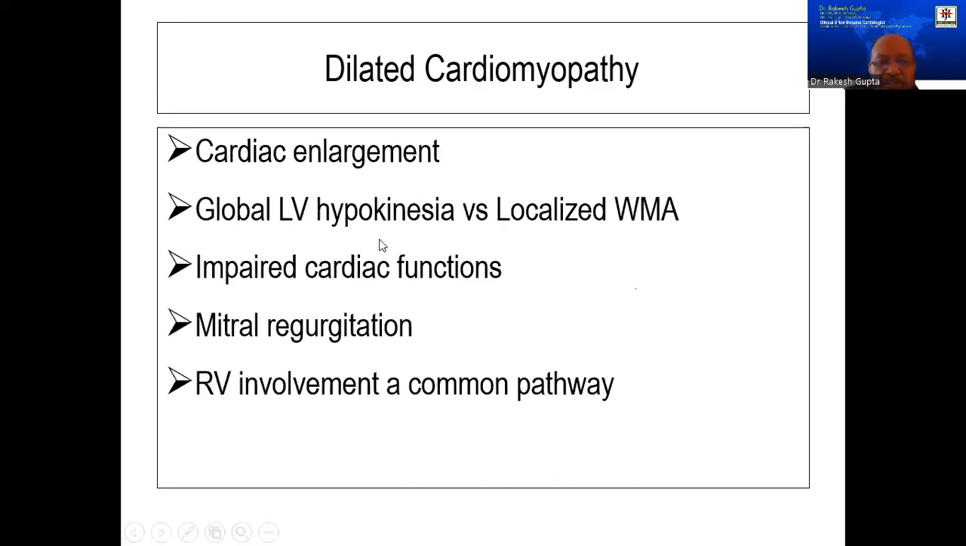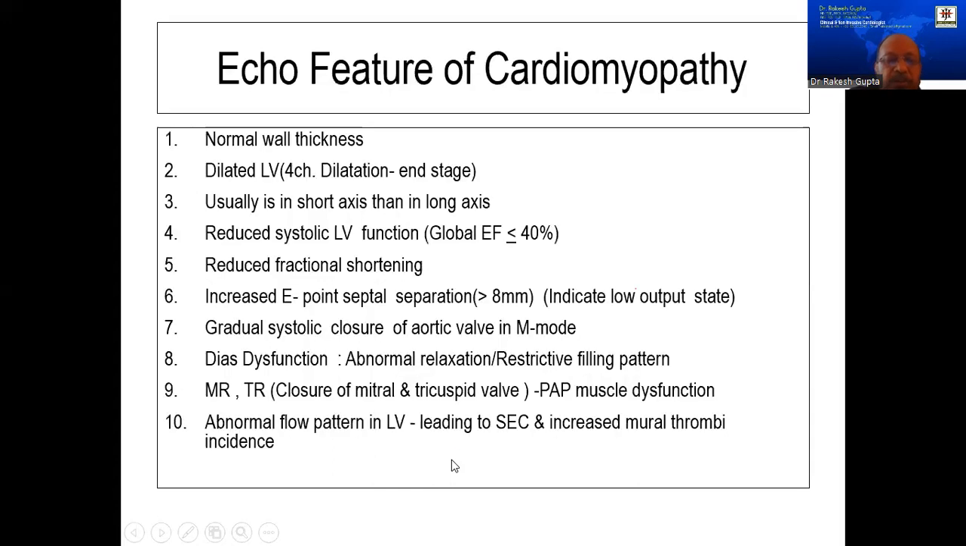So what are the features of dilated cardiomyopathy? We have cardiac enlargement, all of us will understand. Global LV hypokinesis rather than localized wall motion abnormalities, I'll talk about in a few minutes. Then we have impaired cardiac function, dilatation of annuli leading to mitral regurgitation, and finally the RV involvement over a period of time.